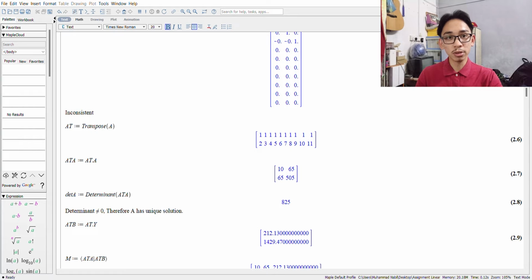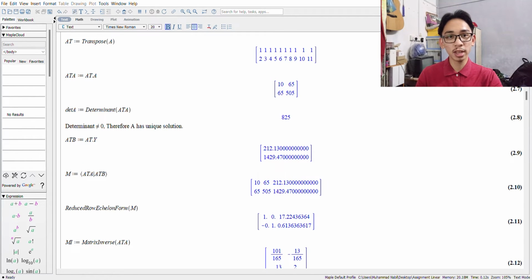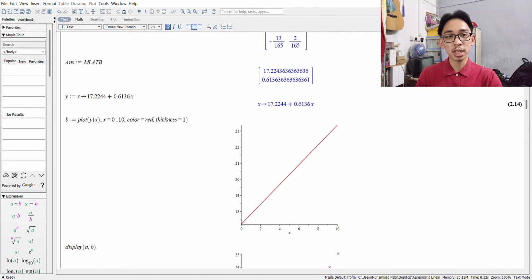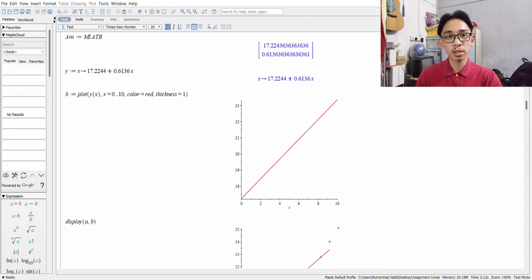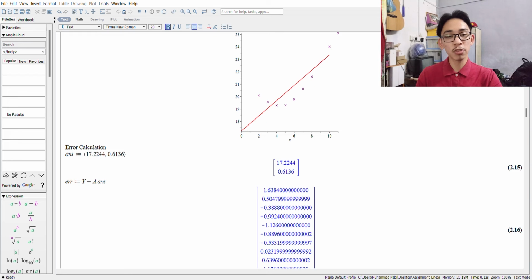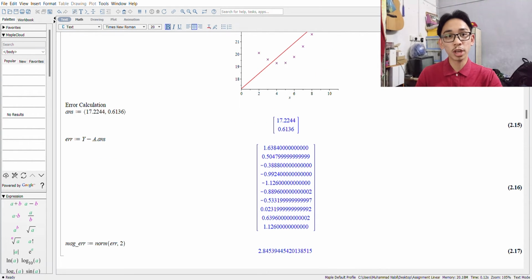By using ERO to find the values of a and b, we obtain the function y equals 17.2244 plus 0.6136x. Then we can see the graph here, which is linear, and we put back the points that we plotted earlier. Lastly, we calculate the error by using the error formula, which is b minus Ax, and then we find the magnitude of error, which is 2.845.